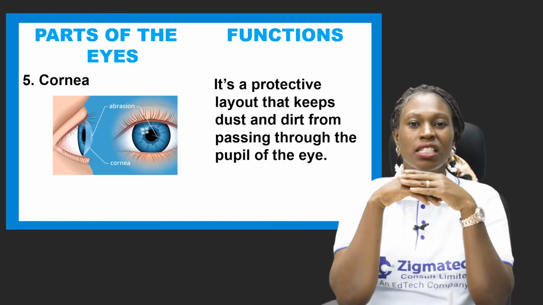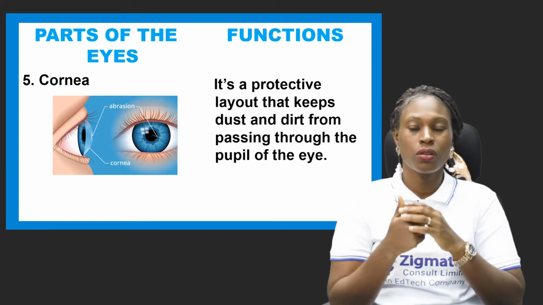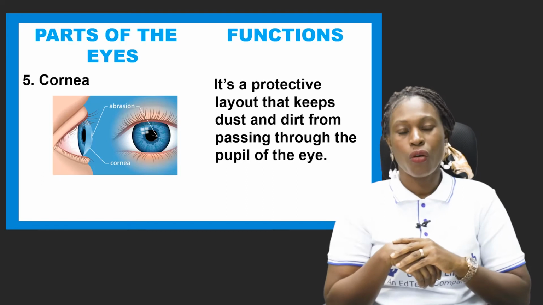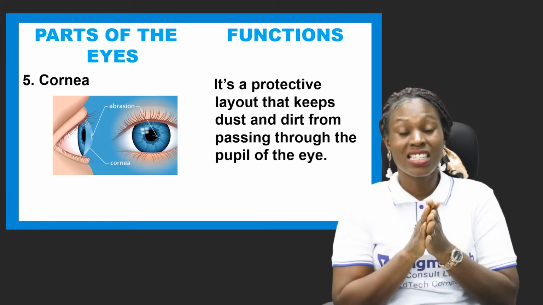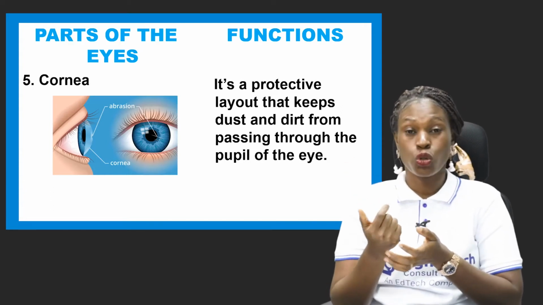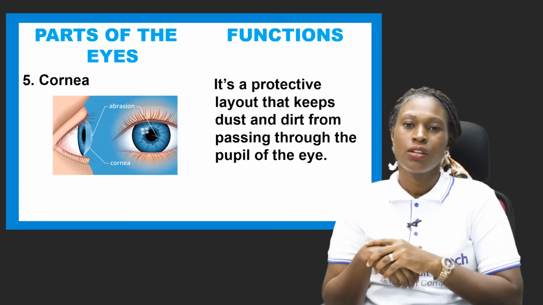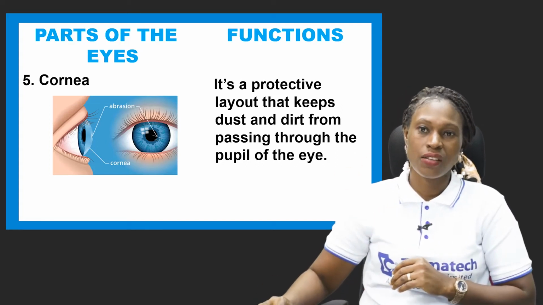The next one is the cornea. The cornea is a protective layer that keeps dust and dirt from passing through the pupil to the eye. It doesn't allow dirt and dust to go in through the pupil to the eye. It's also a protective agent.